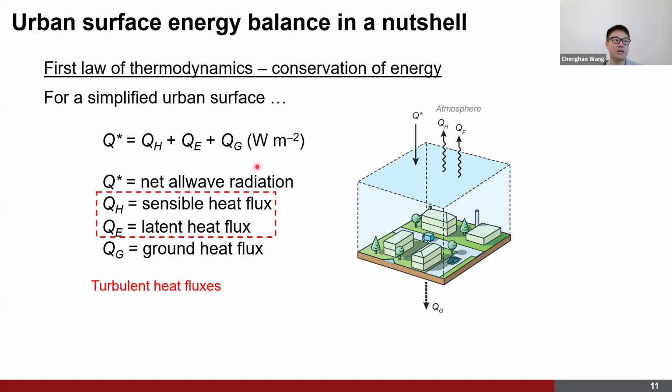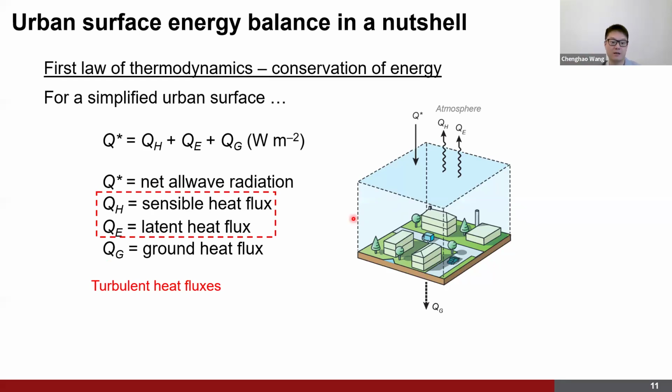And this net all-wave radiation is essentially the summation of downwelling short-wave radiation from the sun, downwelling long-wave radiation from our atmosphere, minus the upwelling short-wave radiation reflected by our ground surface, and minus the long-wave radiation emitted from the ground surface. And on the right-hand side, we also have this Q star term decomposed into three major terms.